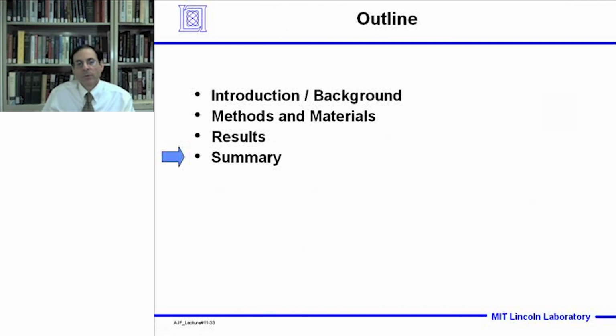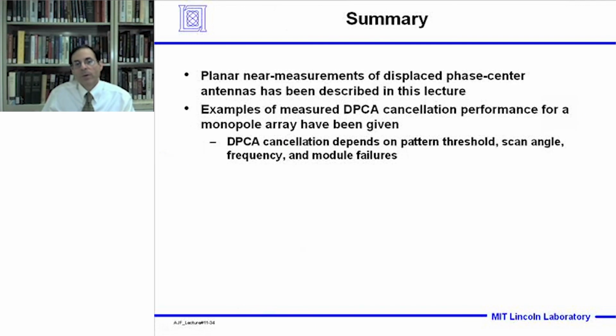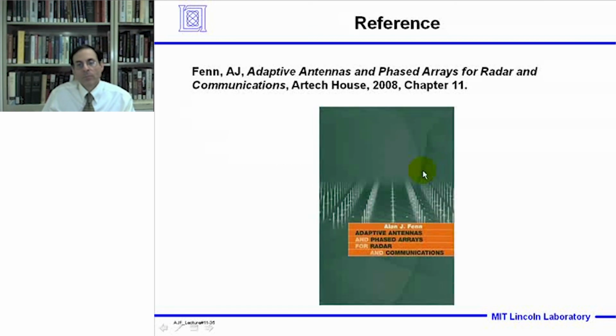So let's summarize. In this lecture, planar near-field measurements of displaced phase center antennas have been described, and examples of measured DPCA cancellation performance for a monopole array have been given, and it was shown that the DPCA cancellation depends on the pattern threshold, the main beam scan angle, frequency, and TR module failures. Chapter 11 of the book Adaptive Antennas and Phased Arrays for Radar and Communications contains additional information to supplement this lecture.